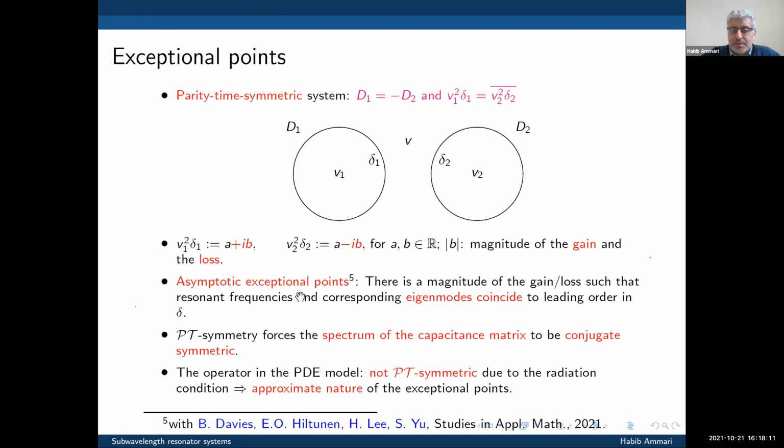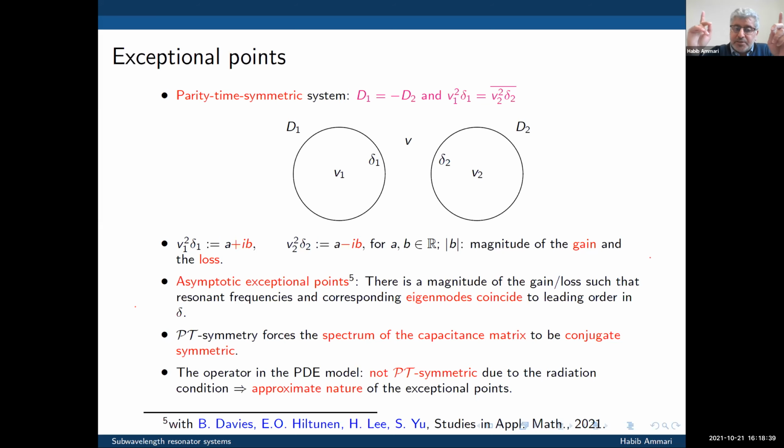asymptotic exceptional points. So the statement is there is a magnitude of B, a magnitude of gain and loss, such that the resonant frequencies and the corresponding eigenmodes coincide at leading order in delta. Okay, so this is due to this PT symmetry assumption, which forces the spectrum of the capacitance matrix to be conjugate symmetric.